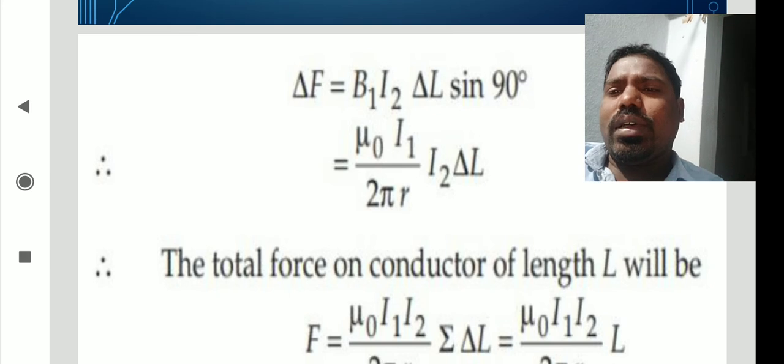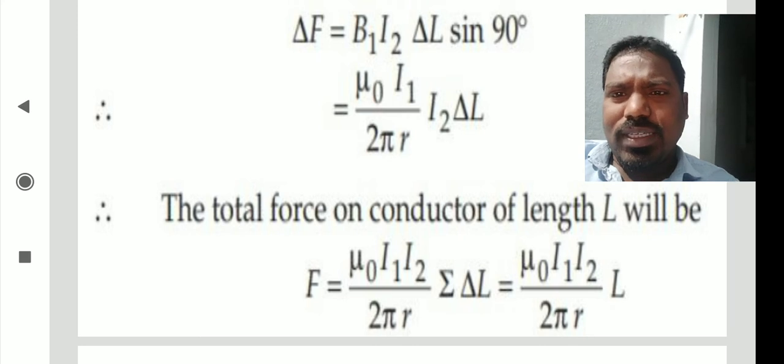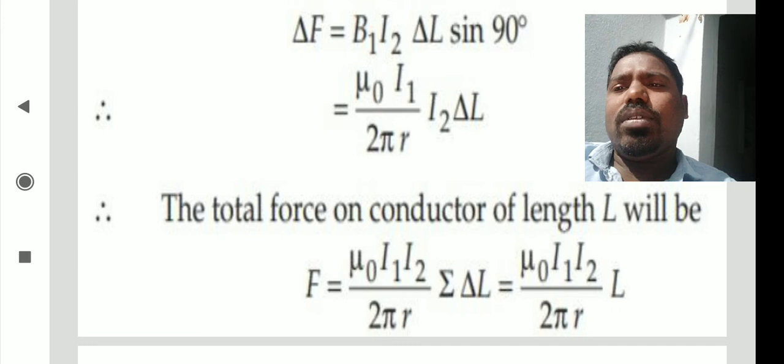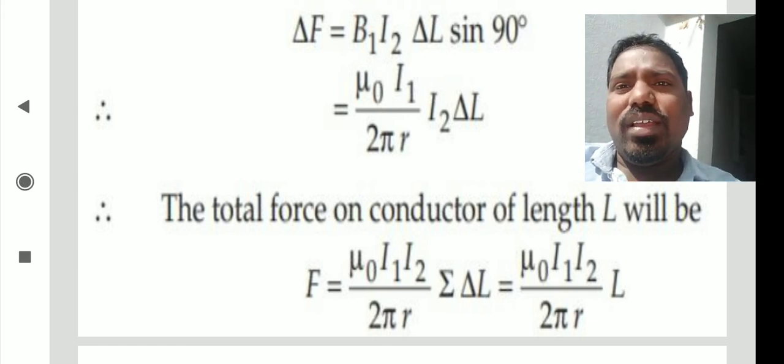Therefore, the total force on a conductor of length L is defined as F equal to mu naught I1 I2 by 2 pi r into the total length, that is the summation of delta L, which is simply L. Therefore, F equal to mu naught I1 I2 by 2 pi r into L. This is your topic: the force between two parallel conductors carrying currents I1 and I2, separated by a distance r.